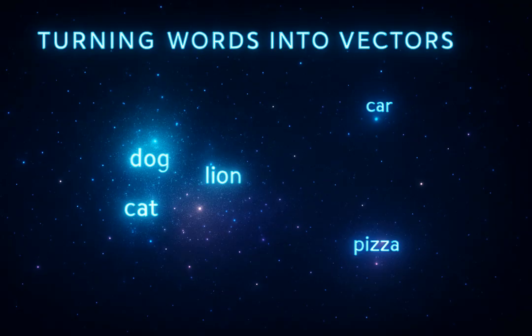Machines don't understand words directly. They only understand numbers. So, we turn words, images, and sounds into vectors, lists of numbers that capture their meaning. Think of it like mapping every idea to a point in a huge galaxy of concepts.